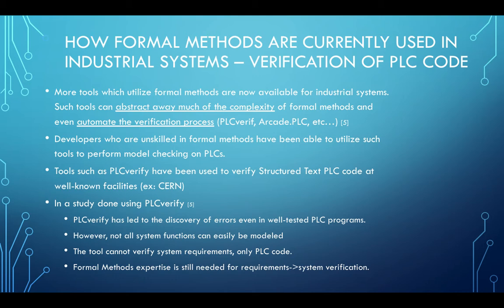And one tool that does this is called PLC Verify. That tool is currently being used at CERN to perform model checking on the PLCs that run a lot of the subsystems in CERN. And one study that was done using PLC Verify at CERN reported that the tool had already successfully been used to discover errors that were present in already well-tested PLC programs.